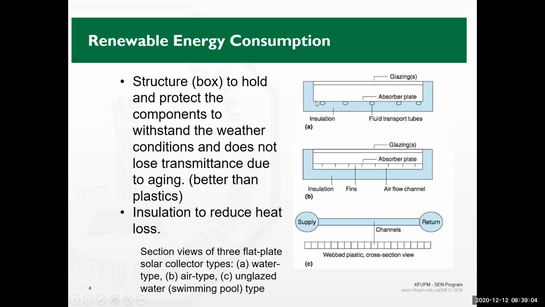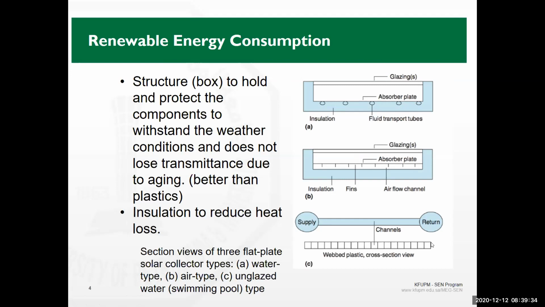Why black? Because the black color absorbs all the incident radiation falling into it and converts it into heat. And the heat here is going to be transferred to the water inside the tubes. So the tubes are going to be heated accordingly. Or you might not have tubes in that case, but you have partitions like that. And these partitions are basically airflow channels. So you are heating the air.